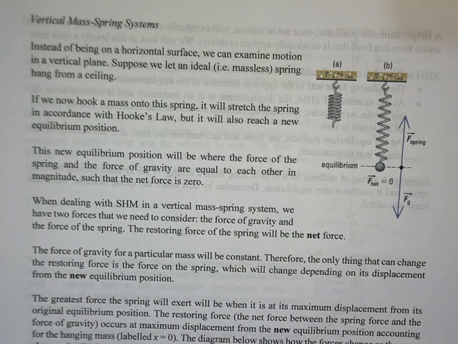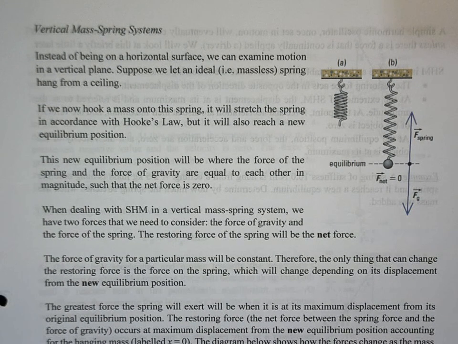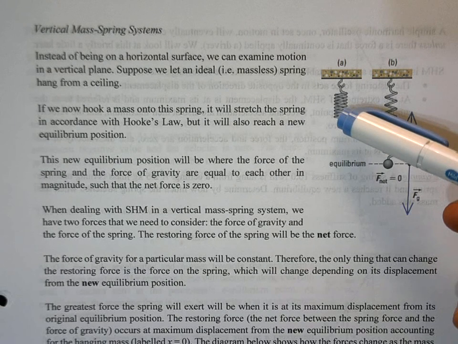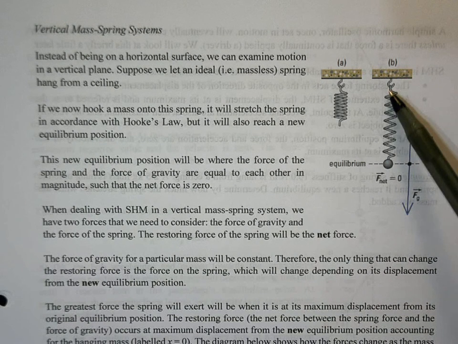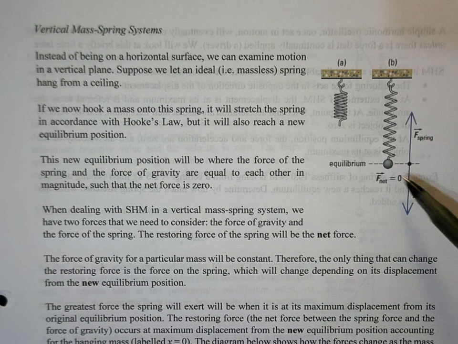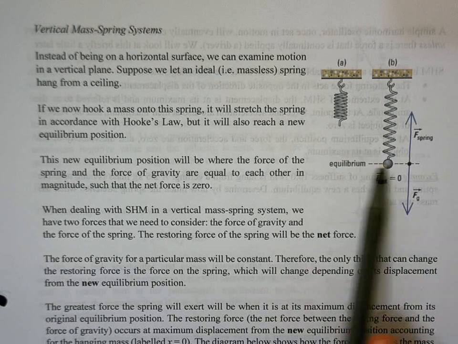Now what we could also do is, instead of having a horizontal system, we can absolutely have a vertical system. So generally what these look like, you have a spring. What we're going to do is attach something to it. So in this case, it looks like we have a mass here. What that's going to do is stretch out the spring to this new equilibrium position.